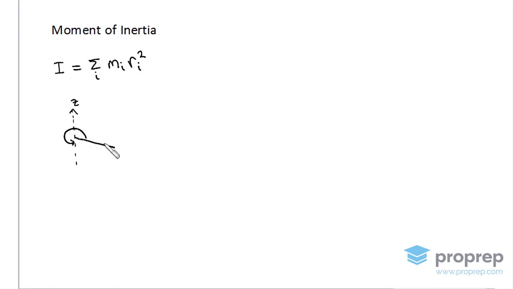So what we're going to do is split up our rod into tiny little segments, where each segment is of mass m_i, and we're going to measure the distance of each segment from the axes of rotation. This distance over here is going to be r_i. Then we take our r_i squared and multiply it by m_i, and do the same thing for every single bit along this rod, and that is how we find the moment of inertia.